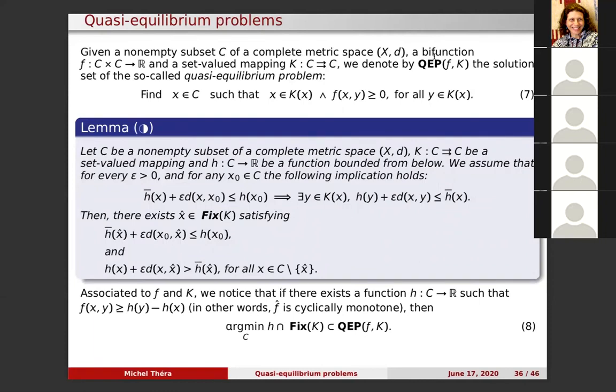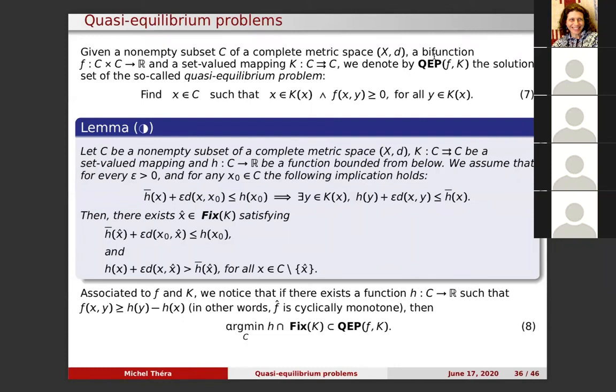We have this quasi-equilibrium problem, and we have a first lemma. C is a non-empty subset of a complete metric space. K is a multifunction. H is a function bounded from below. And we assume that this implication holds: for every epsilon strictly positive and x0 in C, if h bar of x plus epsilon, the distance from x to x naught, is less than or equal to h of x naught, then you have a point y in K of x such that h of y plus epsilon, the distance of x and y, is less than or equal to h bar of x.